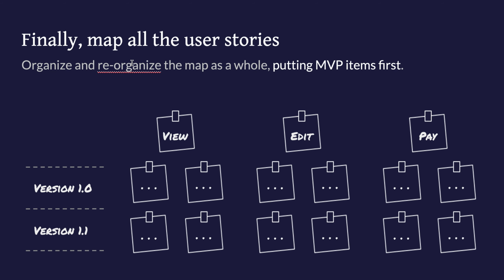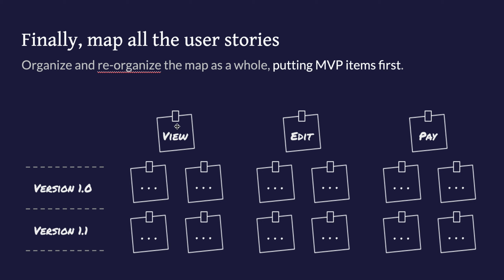Once we've got all the stories generated, we need to map them. In other words, organizing and reorganizing them. And we are trying to put our MVP items first. MVP is a term from Agile. It means minimal viable product. So that is the smallest version of the product that we can ship.